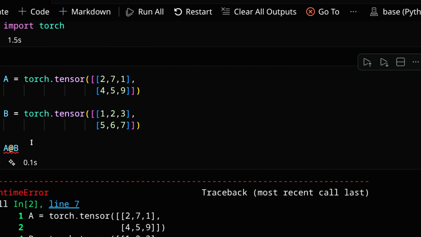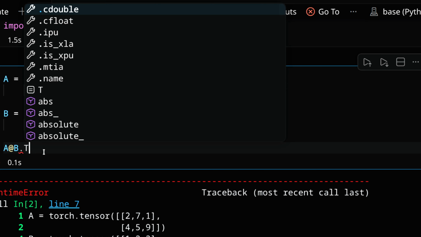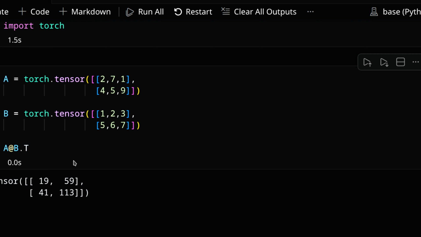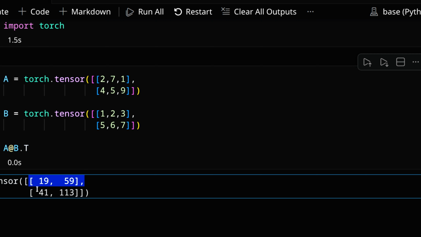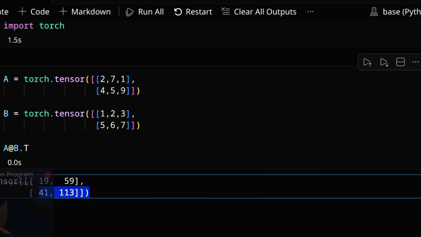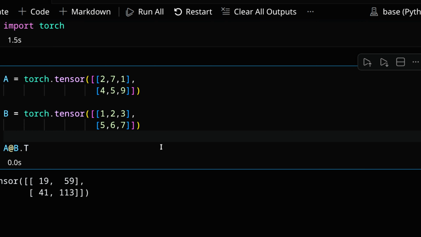Oh, I didn't transpose it. Dot capital T. Okay, and now run it. 19, 59, 41, and 113. So that's how you do matrix multiplication in artificial intelligence. And that's probably the most used calculation in AI. It's the most computation used.